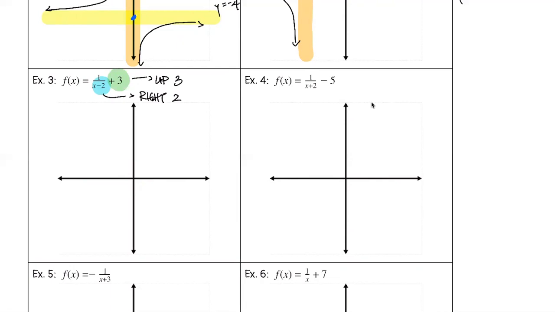If we're moving to the right 2, then my asymptote moves to the right 2, and it becomes x equals 2. If we move the graph up 3, guess where our horizontal asymptote is? At y equals 3. And then all we need to do, we could put in our center point at that intersection. And then we're sketching a curve in the top right part of the asymptotes and another branch in the bottom left. Okay.